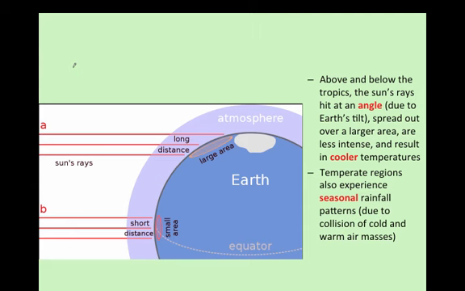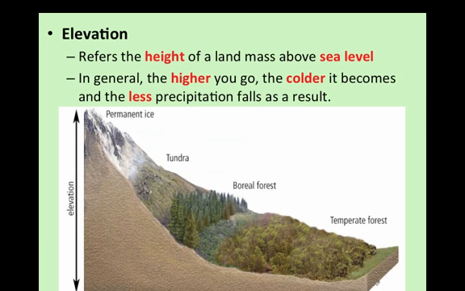And this is because of the angle at which the sun's rays hit the earth. In the temperate zones, those sun's rays start to hit the earth at an angle. And because they're hitting at an angle, it covers a larger area. And so that larger area results in less intense sun and therefore cooler temperatures. So therefore, it's going to experience seasonal rainfall patterns, and this is due to the collisions of the cold and warm air masses. The fourth abiotic factor is elevation.